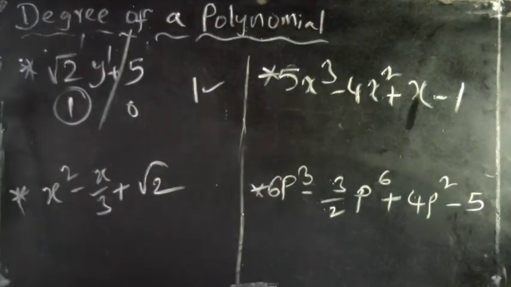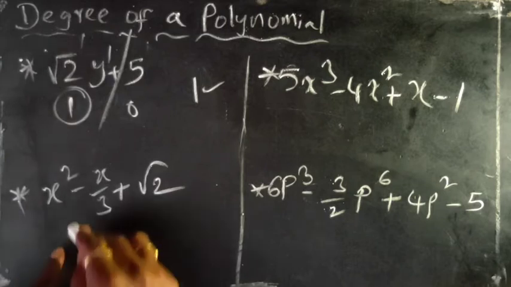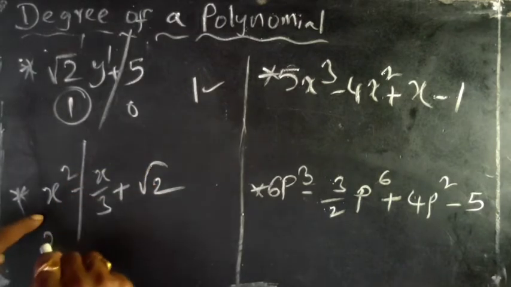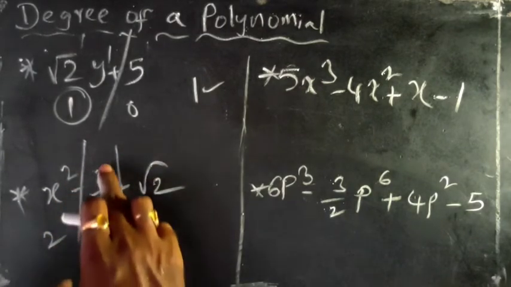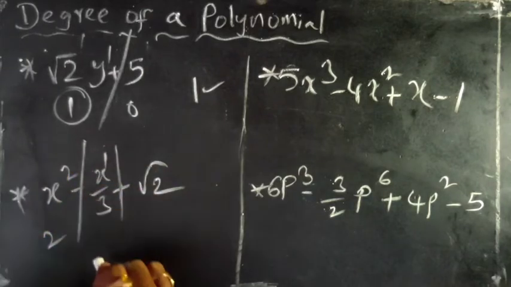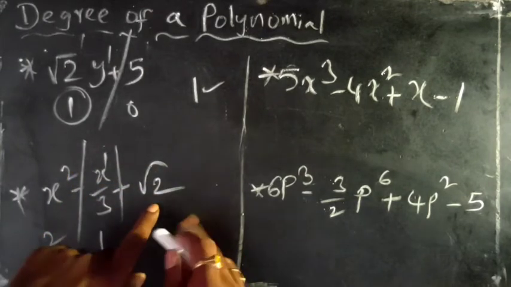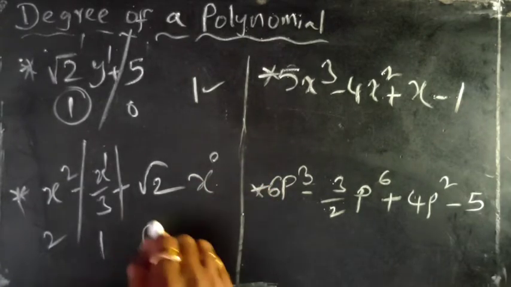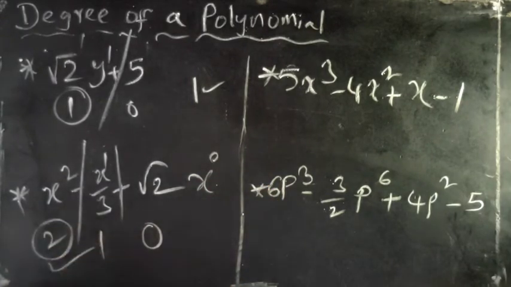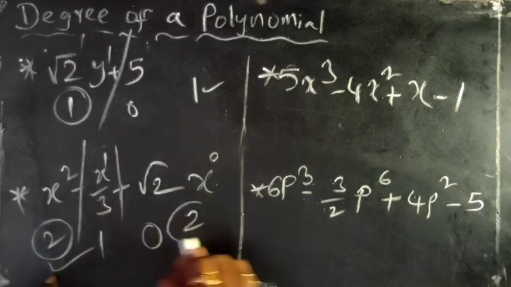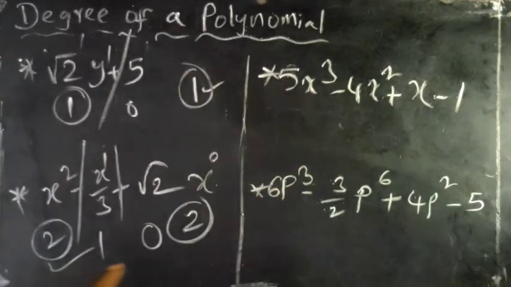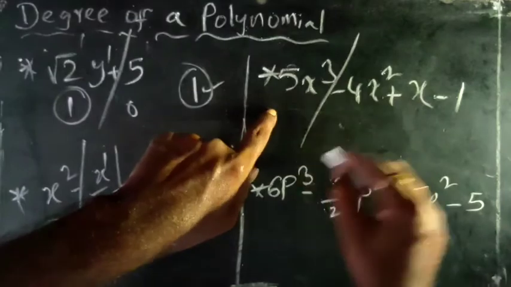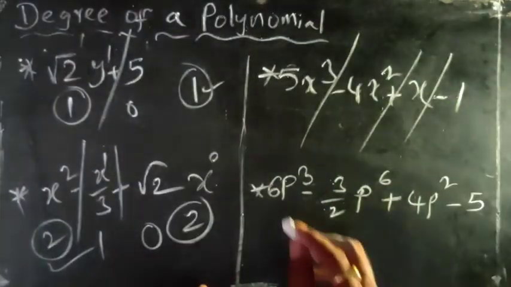Okay. Now in the second example, what is the degree of this first term? 2. Degree of the second term is 1, and the degree of this constant, whatever it may be, root 2, is 0, because we can write it as root 2 into x power 0. So 0. 2 is greater than 1. So the degree of this polynomial is 2. Is it clear?